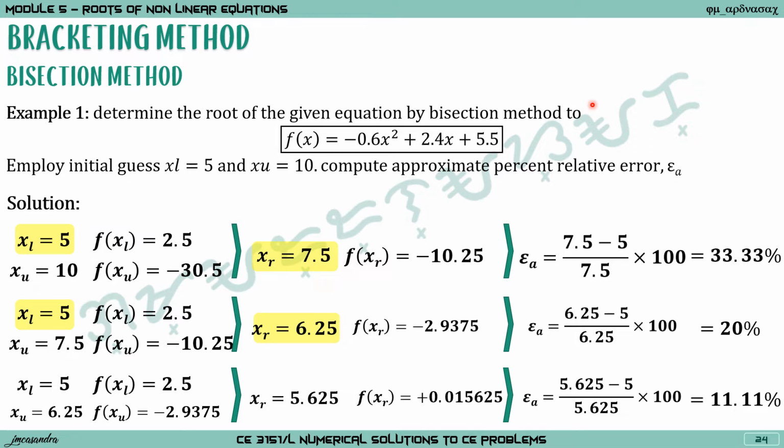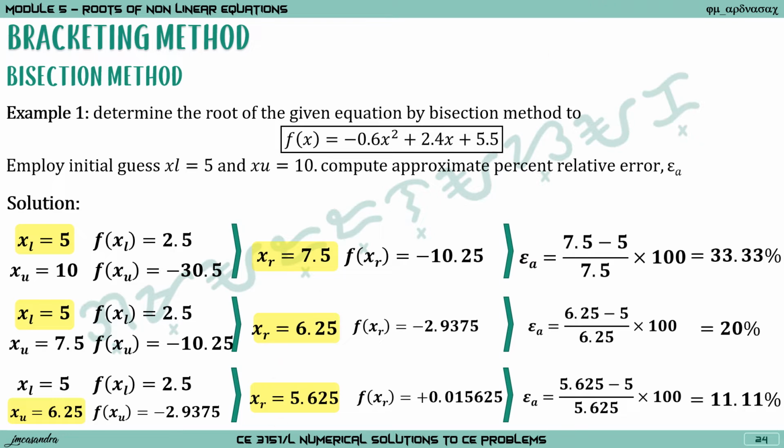So again, it's a high percentage error, so we continue with our iterations. There is now a change in the sign conventions. So we have a new set of lower and upper limit. So we'll have the limits at 6.25, our upper limit, and the lower limit now is 5.625.